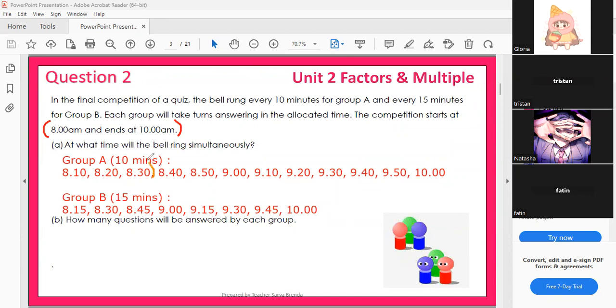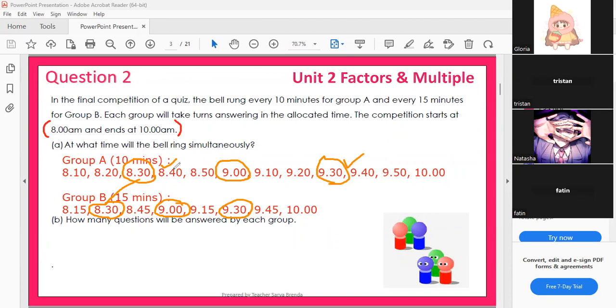8:20, no match. But we have a match at 8:30. Can you see? 8:30 it's happening together. Then look, just compare. Got spotted another one. 9:30. I don't think there is any other time. Of course, it ends at 10 o'clock. But I think we don't count the end time. So at what time will the bell ring simultaneously? Probably 8:30, 9:30. 10 o'clock already finished the test. Okay, 9 o'clock also? Thank you. Spotted that 9 o'clock. Any other time?